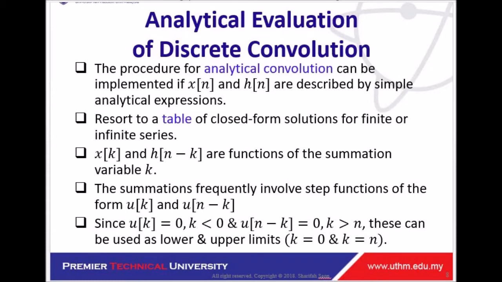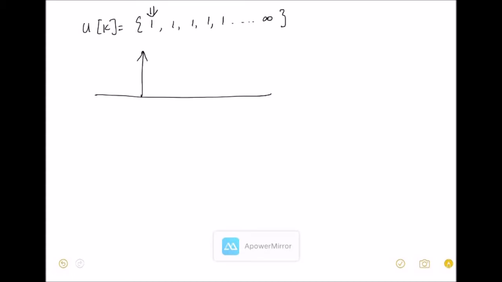Let me show you. Let's say we have u[k] equal to 1, 1, 1, 1, 1 up to infinity, with origin at n equals 0. When you draw a diagram, it will look like this: 1, 1, 1, 1, up to infinity. So this is u[k].